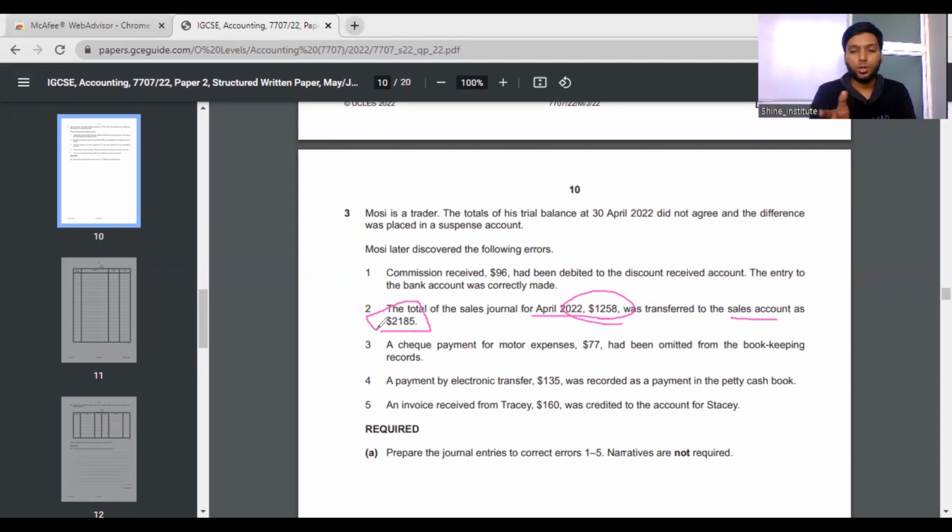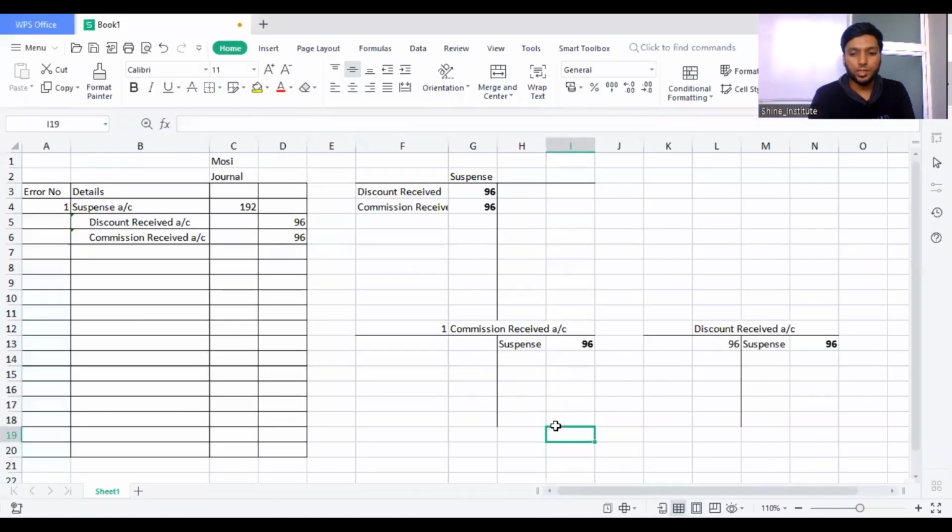So here it's not an original entry, it's a suspense account transaction, because they are recording it on the sales account, but the total of the sales journal, 1,258, was transferred to the sales account as 2,185. They are recording it wrong on the sales account, but the opposite account they have never said which account it relates to. As it is the complete total of sales, there's no other double entry for this. I need to correct this. First of all, I'll draw the wrong account for you all to represent how it works. I'm going to do the second account now.